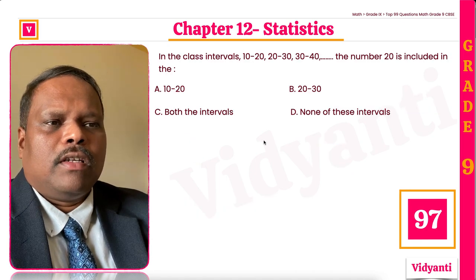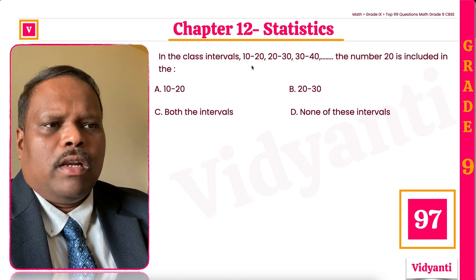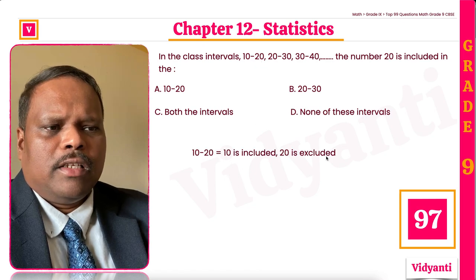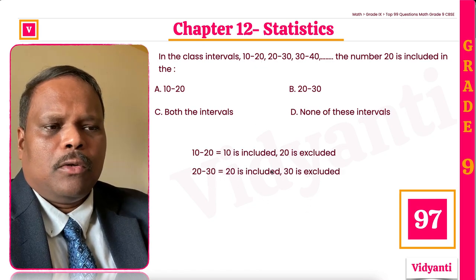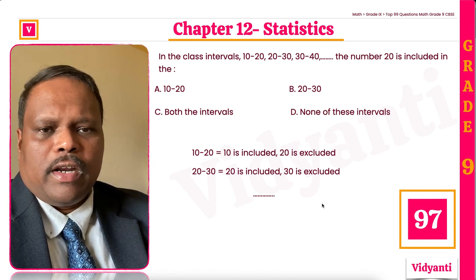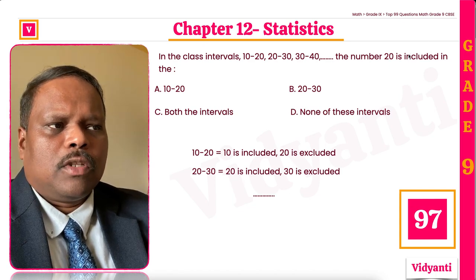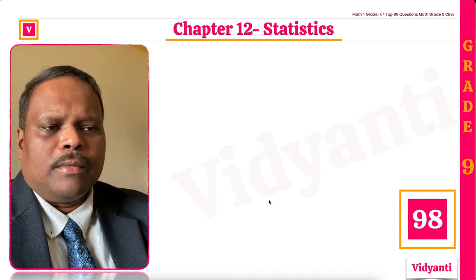Question 97, in the class interval, the number 20. Well, if you have 10 to 20, that means 10 is included, 20 is excluded. 20 to 30, 20 is included, 30 is excluded, and so on. So that means in 20 to 30, we are including 20, and that will be your answer.